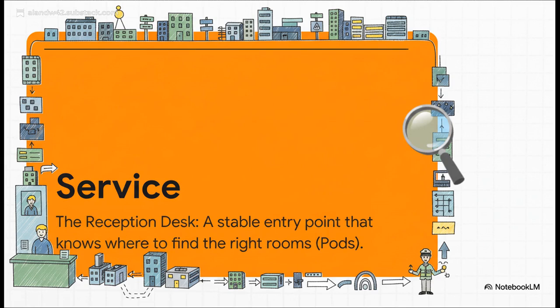Okay, so we've got our rooms, but remember that property manager is always working, sometimes moving things around or replacing broken rooms. So how does anyone find the right one if it's always changing? You need a reception desk. In Kubernetes, that's our service.